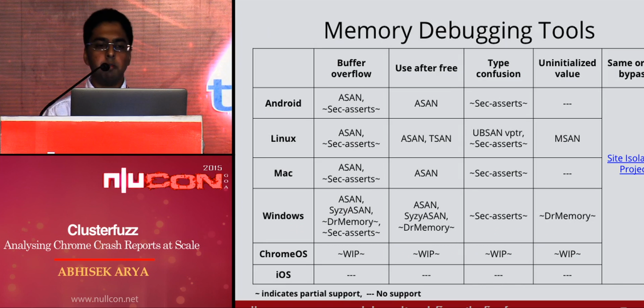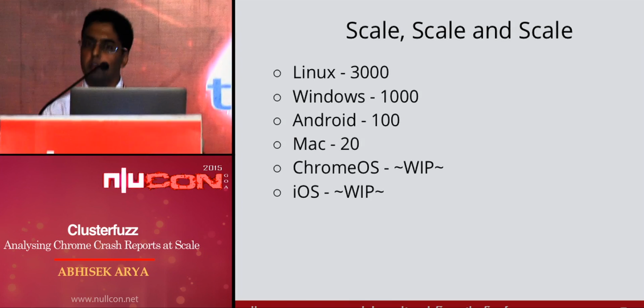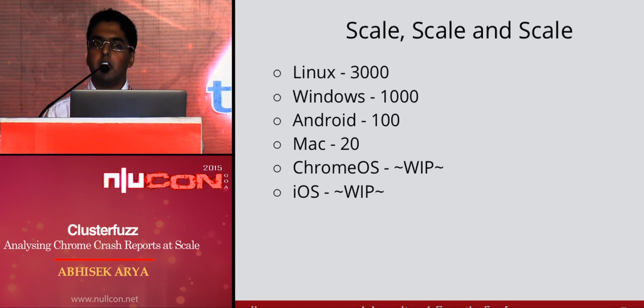Okay, so next item in our list is scale. Scaling is really important for two reasons. One is we want to find out all the regressions as soon as possible. Many of our regressions we catch in less than 24 hours. The reason is because of these thousands and thousands of bots.